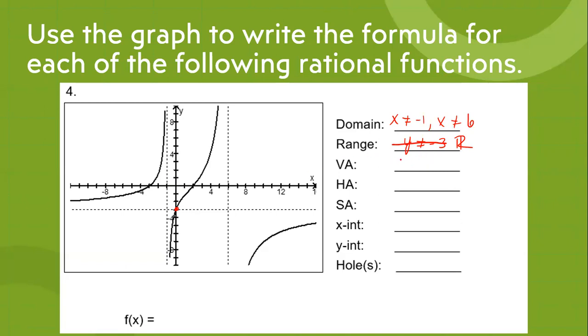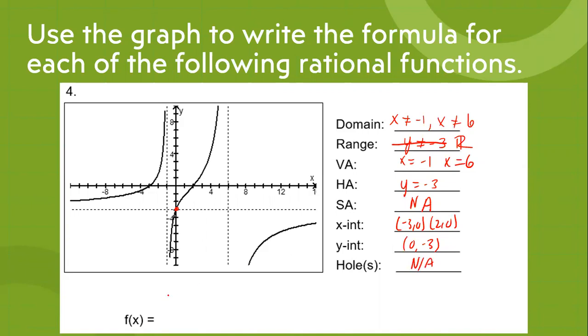All right, vertical asymptotes. X equals -1 and x equals 6. Horizontal asymptote. Y equals -3. And because I have a horizontal, I do not have a slant. X-intercepts. -3 and 2. Y-intercept. (0, -3). And do we have any holes?